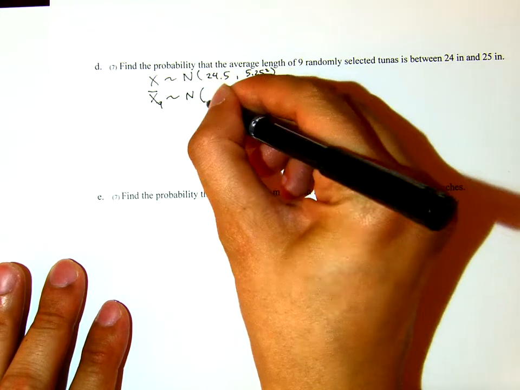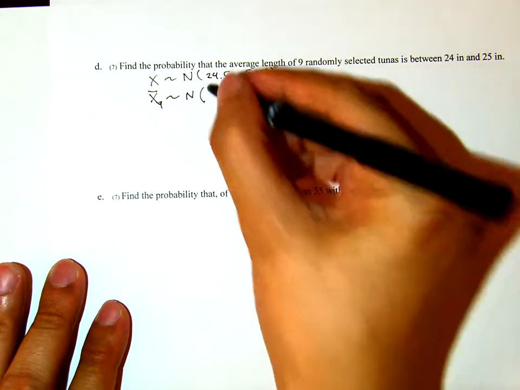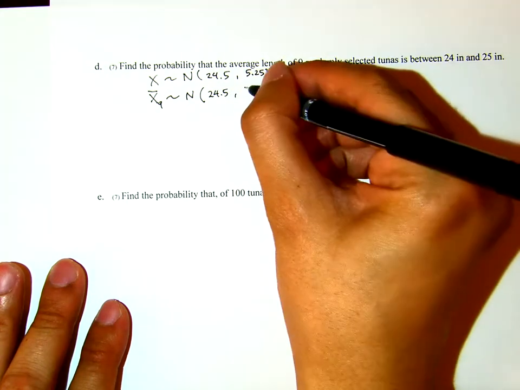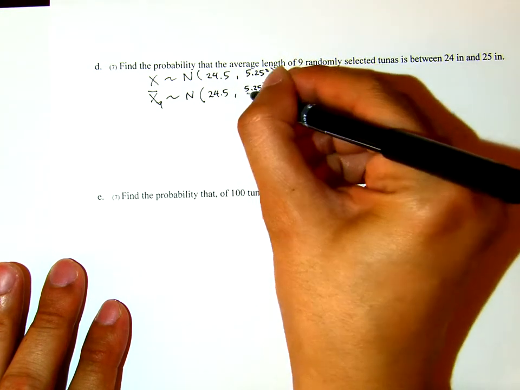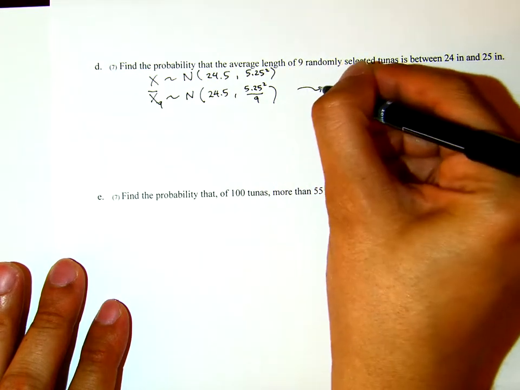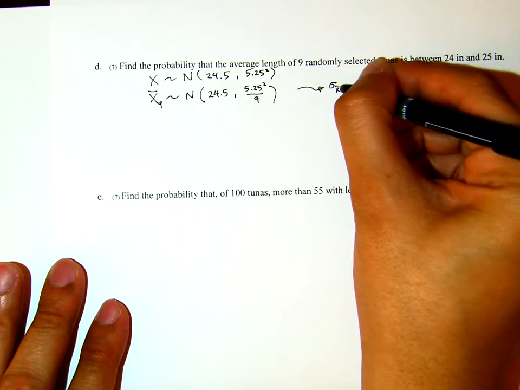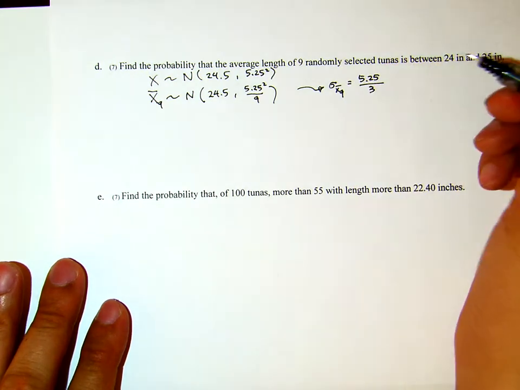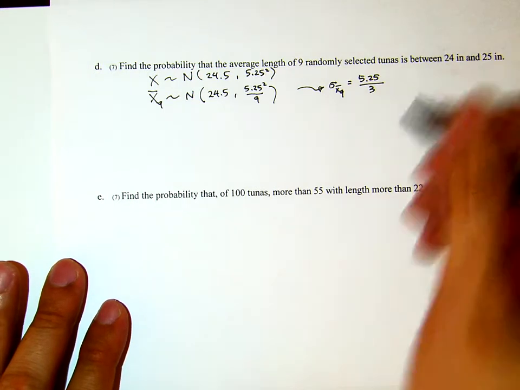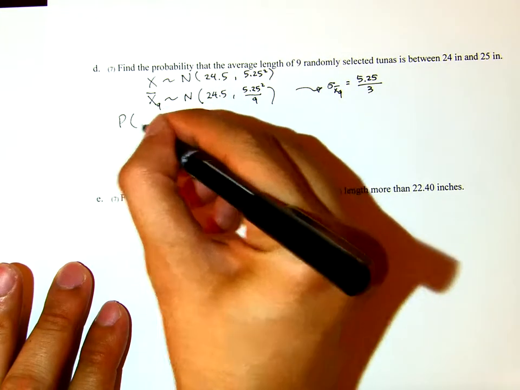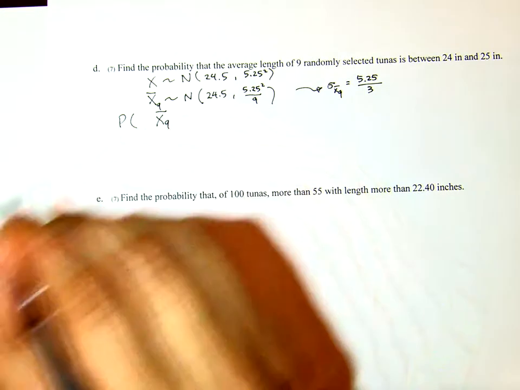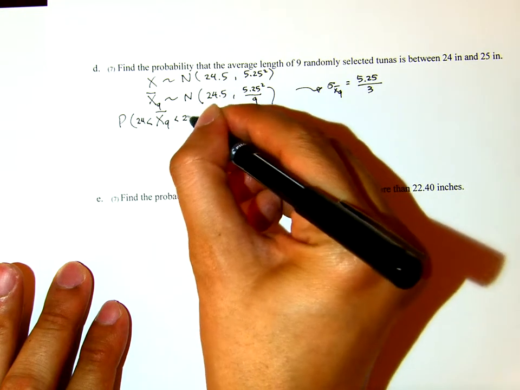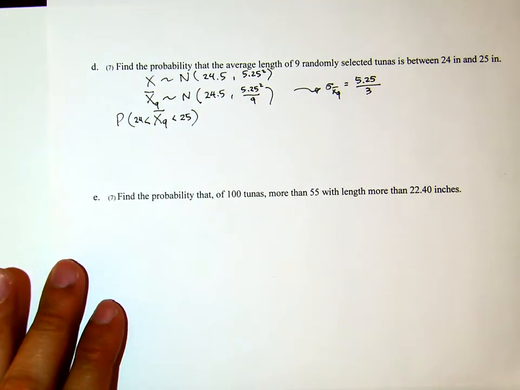As we know from the central limit theorem, that will be normally distributed with mean 24.5 and variance 5.25 squared over 9. In other words, the standard deviation of this x bar 9 will be 5.25 over 3, because I do the square root there. Now what they ask here is the probability that this average length of 9 randomly selected tuna is between 24 and 25. That's the one in question.